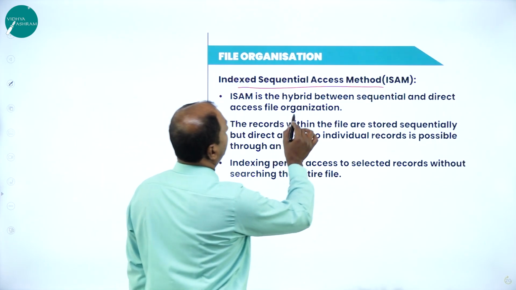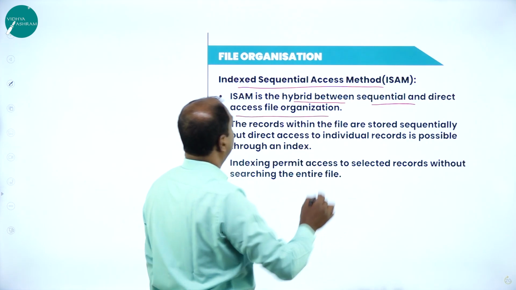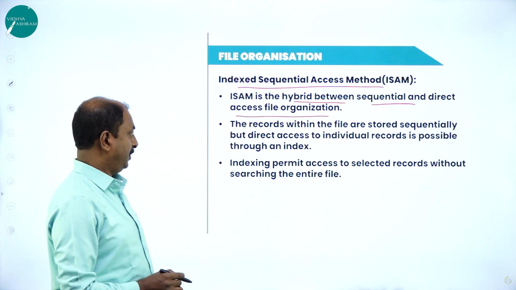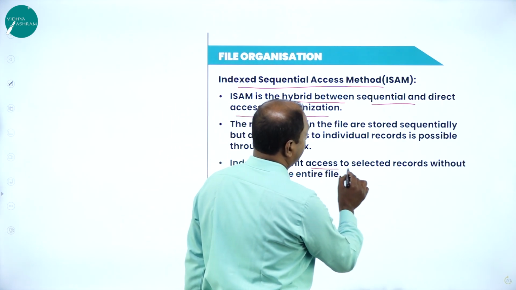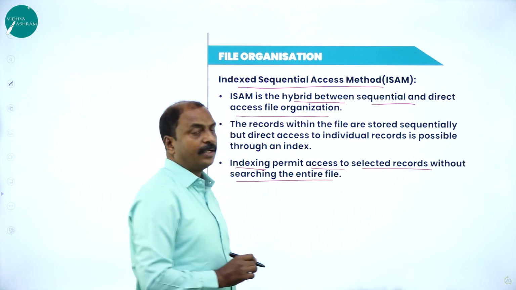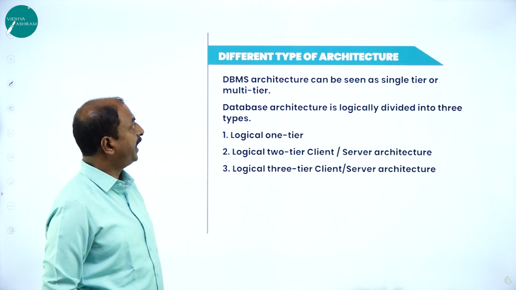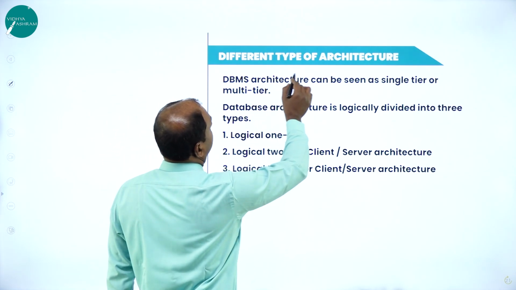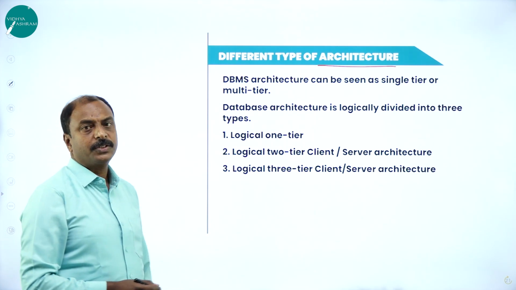Next one is the indexed sequential access method, ISAM. It is a hybrid between sequential and direct access file organization, and indexing permits access to selected records without searching the entire file. So this is ISAM. In the next slide, we will see the architecture of the database management system.